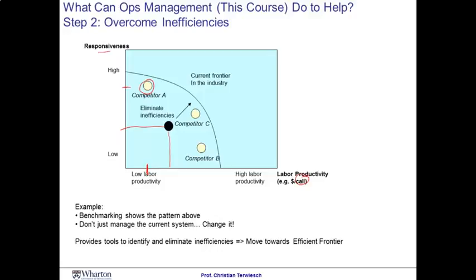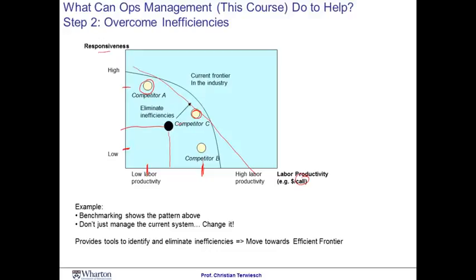Then you run into Company B. These guys here are having a much better productivity, but they do this at the cost of the responsiveness. So they are cheaper than we are, but they are a lot slower. Both of these make good sense because they are really reflecting the trade-off that we just discussed on the previous slide.